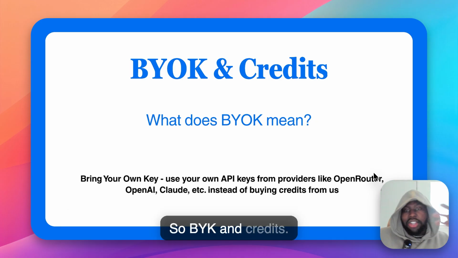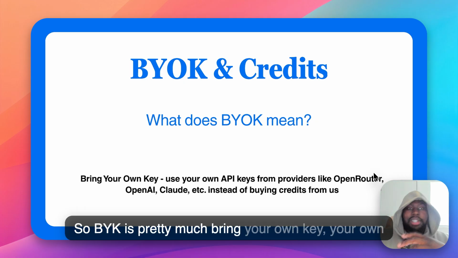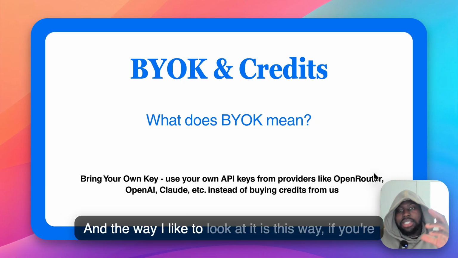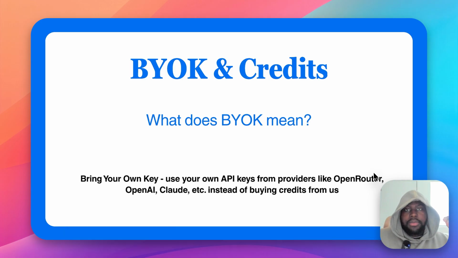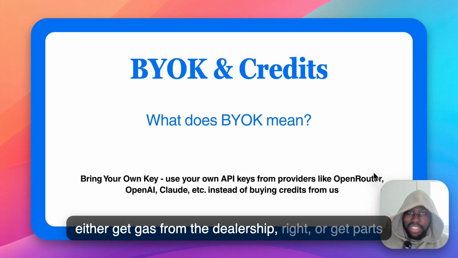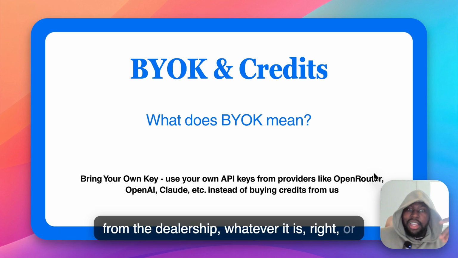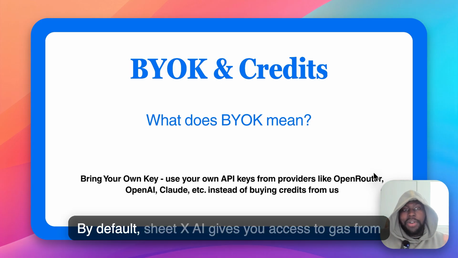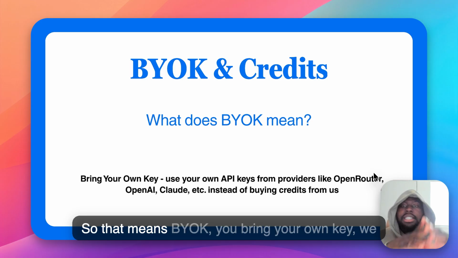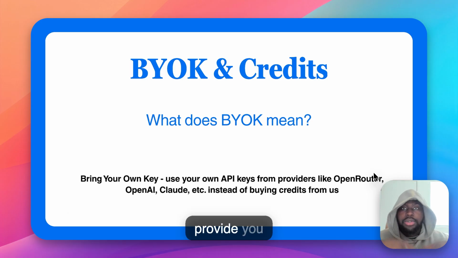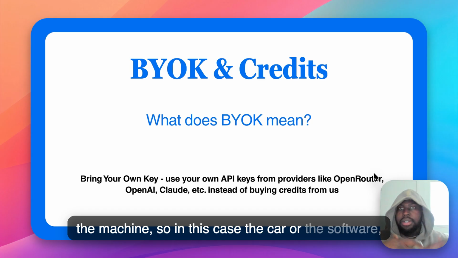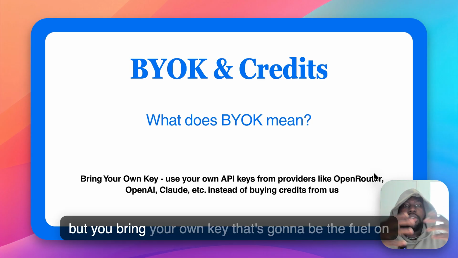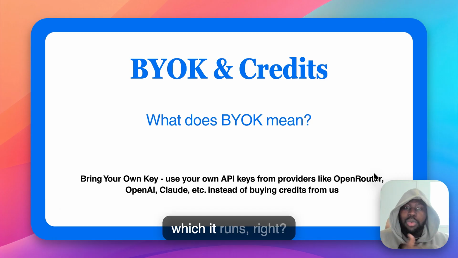So BYOK credits. BYOK is pretty much bring your own key, your own API key. The way I like to look at it is this: if you're buying a car, you typically have a choice to either get gas or parts from the dealership, or you could just go and get it from your own place. By default, SheetXAI gives you access to gas from wherever you want to get gas from. So that means with BYOK, you bring your own key, and we provide you the machine. In this case, the car or the software, we give it to you for life, but you bring your own key that's going to be the fuel on which it runs.